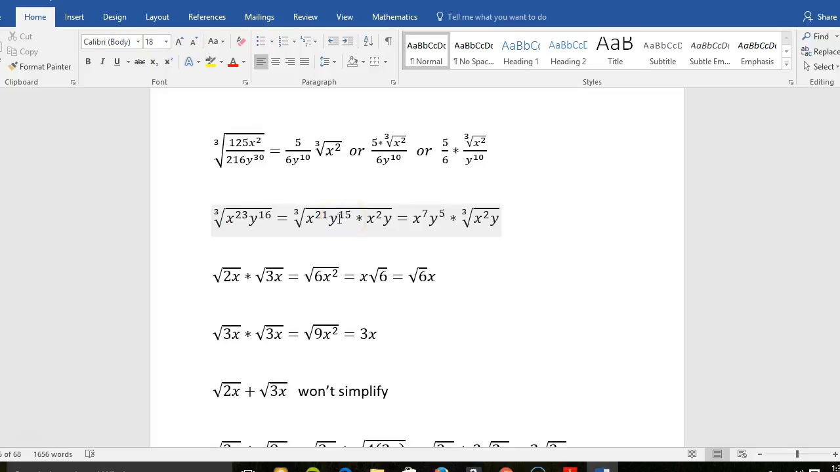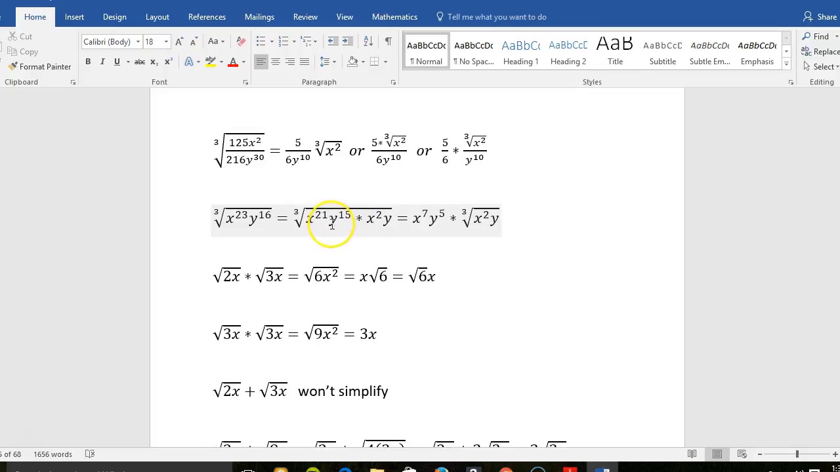So I turn 23 into 21 plus 2. I turn 16 into 15 plus 1. So 23 is 21 here and then 2 here, 21 plus 2, aka x to the 21 times x to the 2. Remember, when you're multiplying x to the 21 times x to the 2, you add the exponents. And again, from the laws, x to the 21 times x to the 2 would be x to the power of 23.